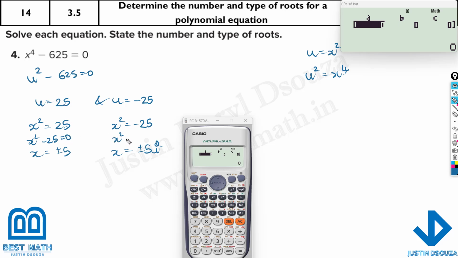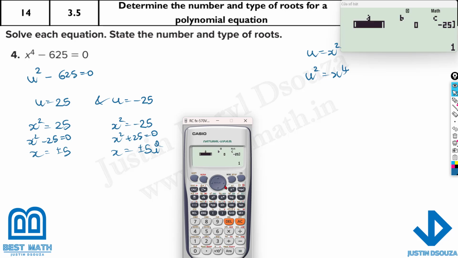And here it will be x squared plus 25 is equal to 0. This is what we put in the calculator. We equate it to 0 and then solve it. It's 1. Then there's no x term, that's 0. And lastly, we have minus 25. So the values are 5 and minus 5.